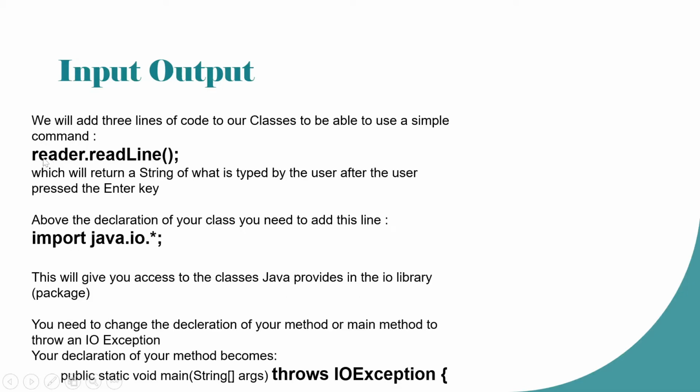Ultimately, we want to have a reader object where we do a readLine, and then that will bring us back the string of whatever the user typed on the keyboard when the user pressed enter. So where we had a println, now we have a readLine. In order to do this, we need to put above the declaration of the class the import java.io. This will give you access to the classes that Java provides in the I/O library. You need to change the declaration of your method to throw an exception where you are going to use input-output.